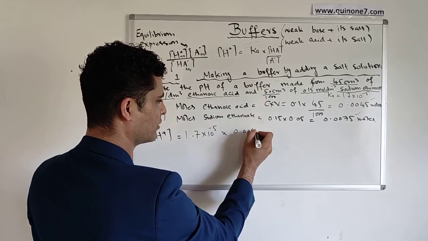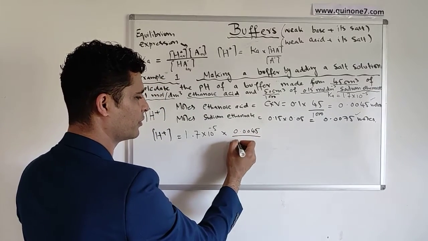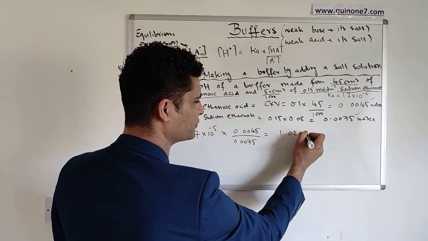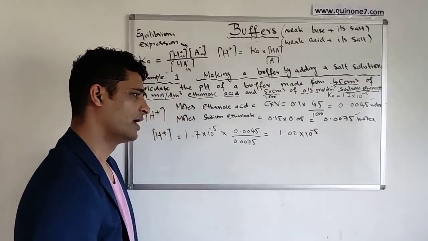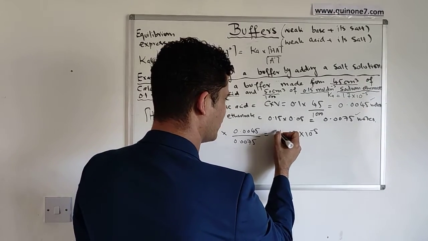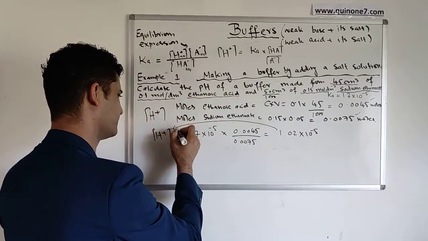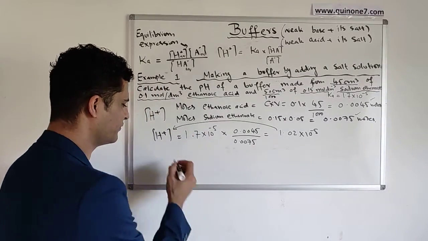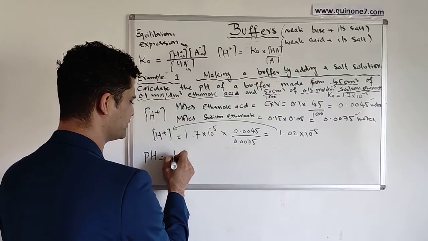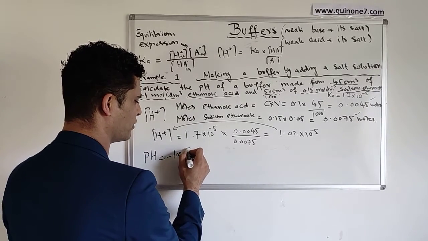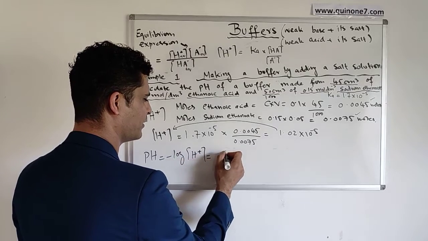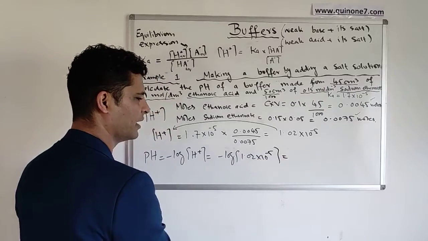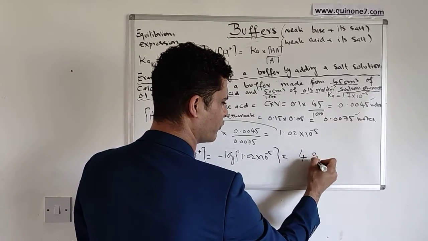So 1.7 times 10 to the power minus 5 is Ka, and then you have 0.0045 divided by 0.0075, which will be 1.02 times 10 to the power minus 5, and that is the concentration of the H positive ion. Once you find the concentration of the H positive ion, it's very easy to find the pH, which is minus the log of the H positive ion concentration. Minus log of 1.02 times 10 to the power minus 5, and you will get a pH of around 4.99.